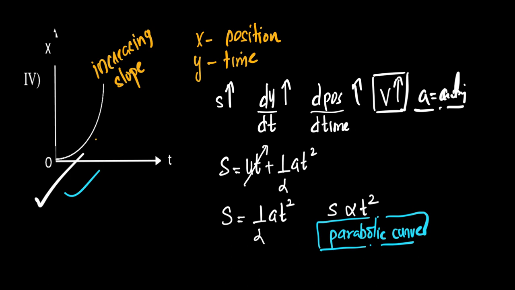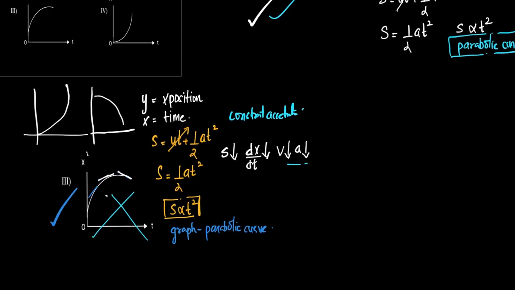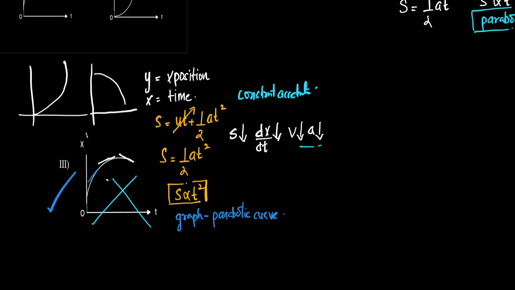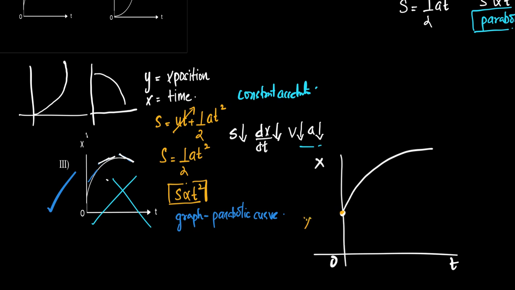Now you may argue, isn't that the same case with option 3 also? That is also a parabolic curve, but there's a problem. I'll tell you what. See, the graph here starts from a specific value above the origin. Now, what is this point? It represents the y-intercept, right? It means that at this point, the object has already covered some distance. So this much distance is from where the motion has started to take place.